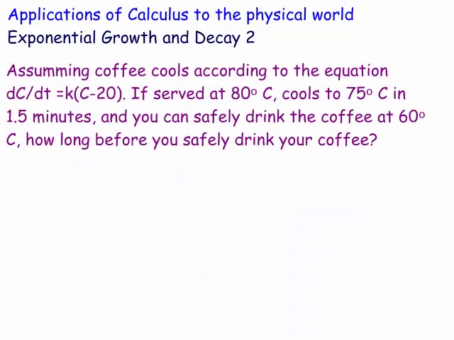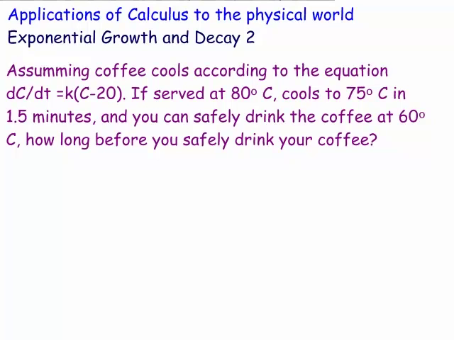Here we have a problem, the coffee cooling problem, where the coffee is cooling from 80 degrees Celsius to about 75 degrees Celsius in about 1.5 minutes. Assuming you can drink it at 60, how long before you can safely drink the coffee? So we basically need to solve this differential equation. Let's start.